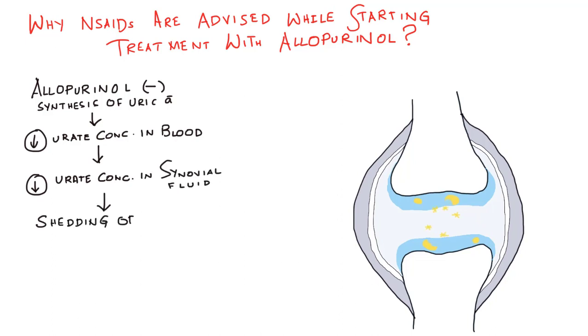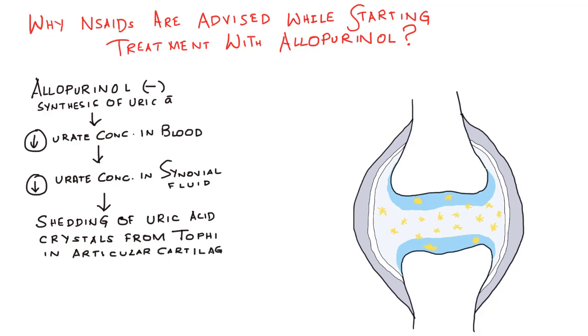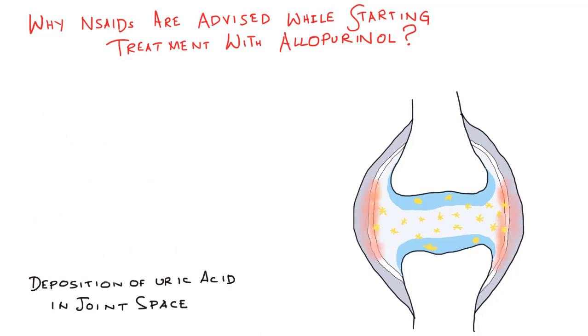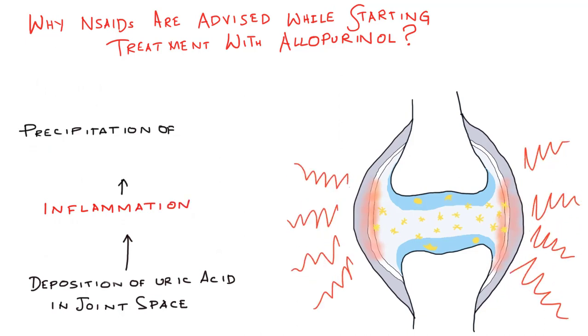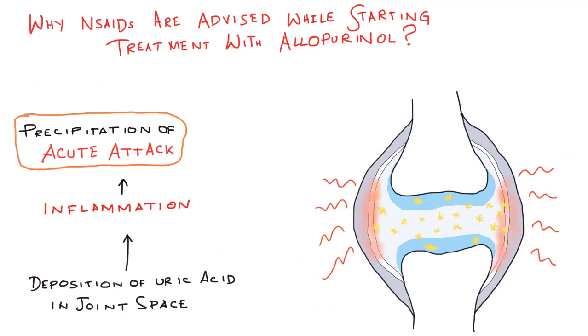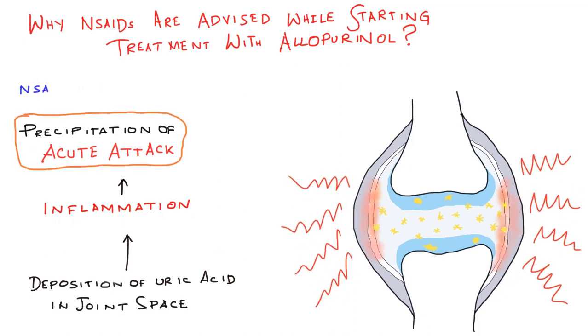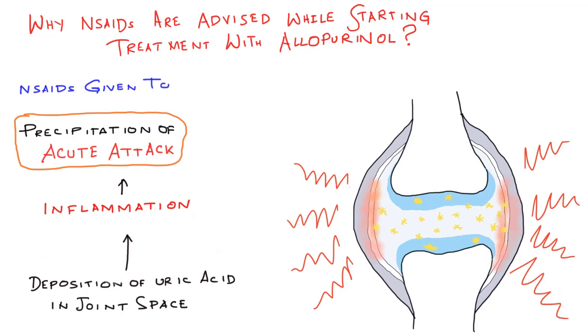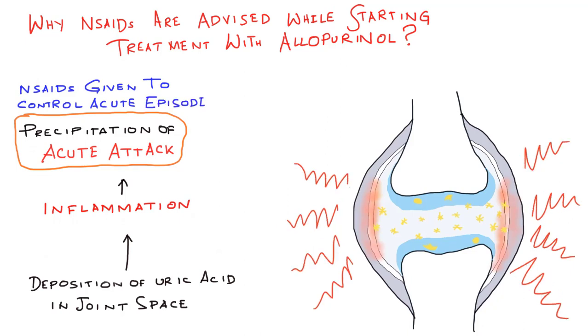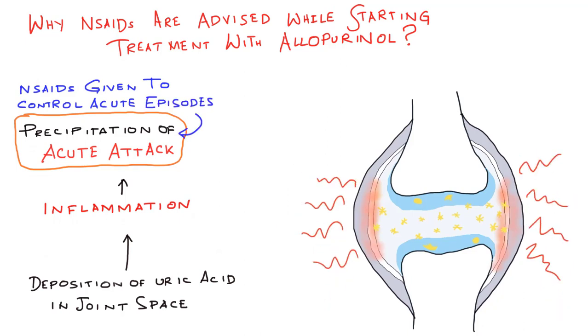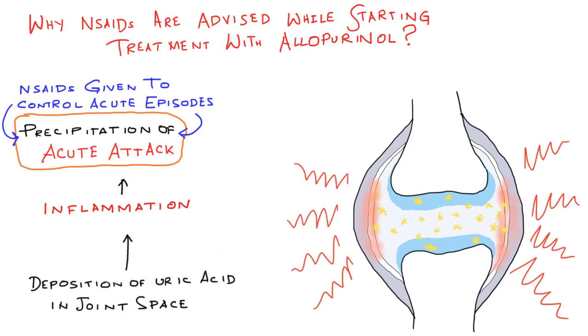So decreased uric acid levels in synovial fluid leads to shedding of uric acid crystals from the gouty tophi in the articular cartilages. This leads to fresh deposition of uric acid in the joint space, which leads to again joint space inflammation and subsequent precipitation of acute attack of gout. So to prevent or manage these intermittent acute attacks of gout while continuing treatment with allopurinol, we need to give NSAIDs for at least the first few weeks and thereby prevent the acute symptoms.